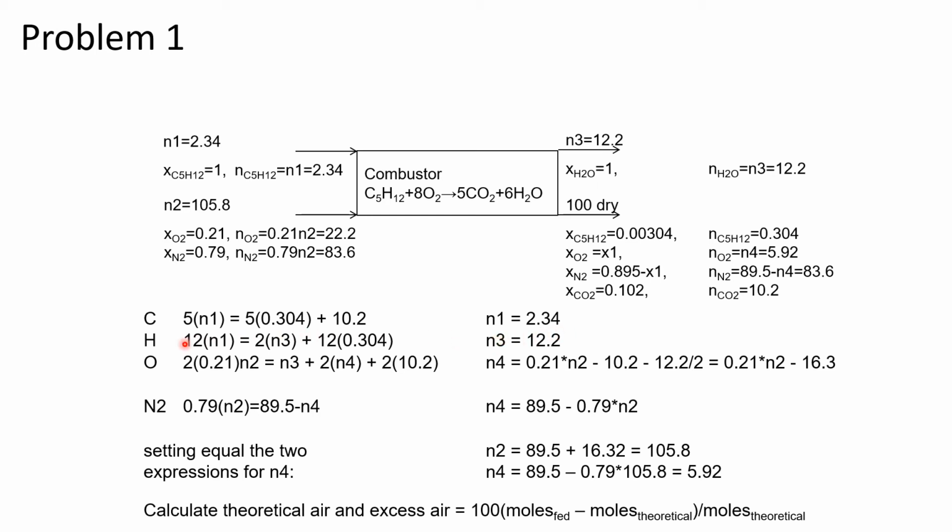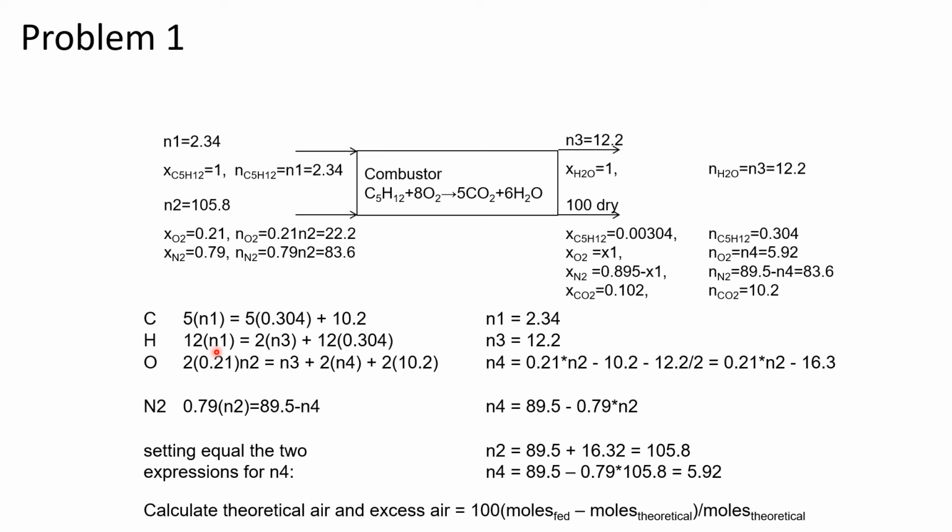Let's move on and look at the hydrogen balance. We're going to repeat the process again. We're going to look at the hydrogen that comes in each of the streams on the left-hand side here. If we look at the top stream, the pentane, there are 12 hydrogen atoms per pentane molecule. We'll have 12 times the flow rate of pentane, which is N1. I wrote N1 down here.